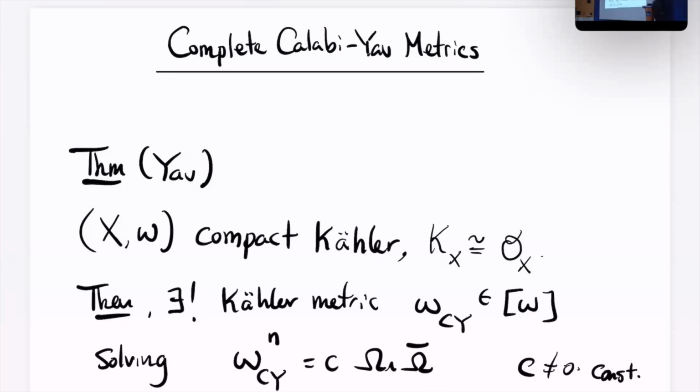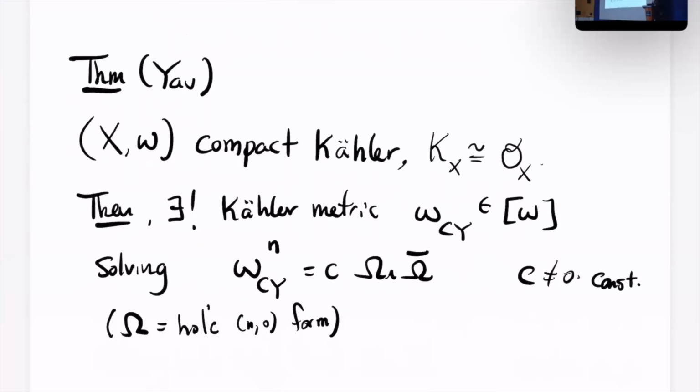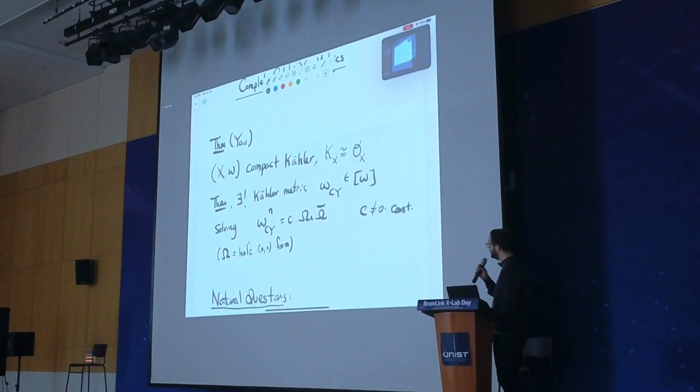So let me begin by recalling, of course, any talk about Calabi-Yau metrics has to begin with Yau's solution of the Calabi conjecture. So if you have a compact Kähler manifold, and I'm going to assume a stronger version of Calabi-Yau, so trivial canonical bundle. Then of course, Yau's theorem tells you that there exists a unique Kähler metric in the cohomology class of your fixed Kähler form, which solves the complex Monge-Ampere equation.